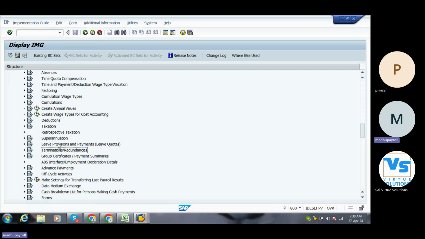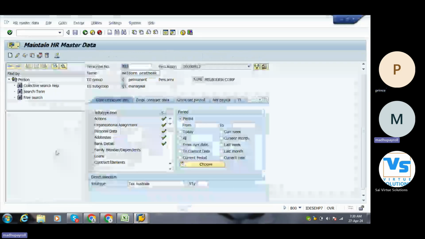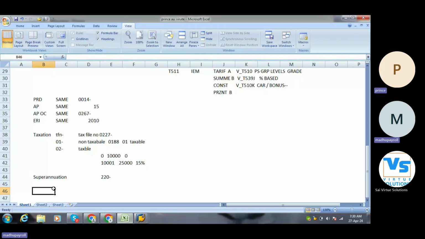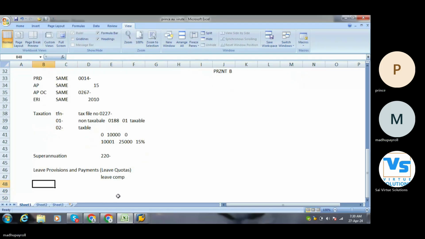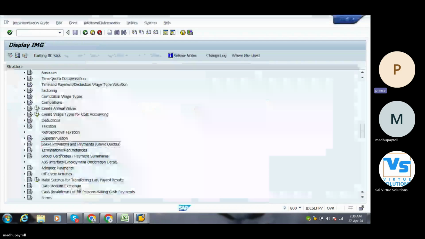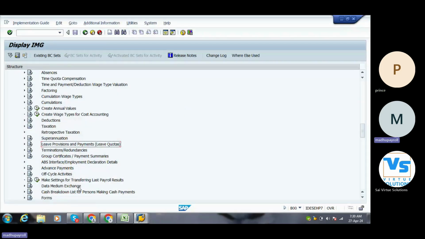Now here I want to set leave provision. Leave provisions and payments is nothing but, in India, very similar to leave compensation. So leave compensation, we have to take it here. Leave compensation uses 416. Is it a different info type or the same info type? Yeah, a different info type. We can maintain the info here.